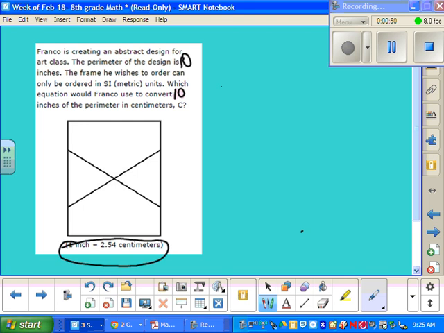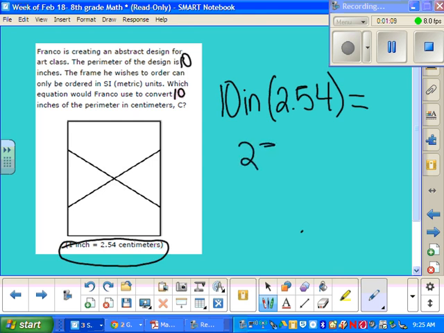So you're going to multiply 10 inches times 2.54. And this one's easy enough to know that whenever we multiply by 10, we're simply moving that decimal one place to the right. So we have 25 and 4/10. And now it is centimeters. And that's perimeter. Okay.